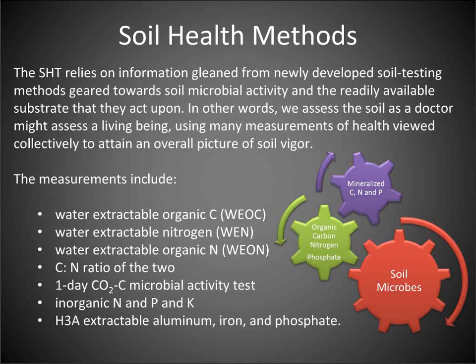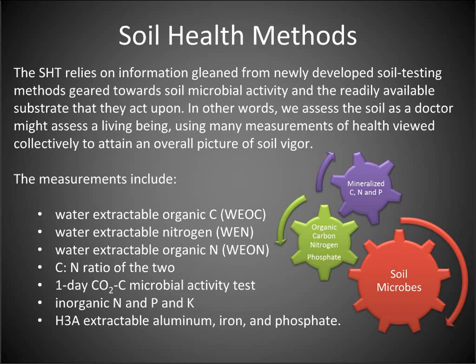Now, the soil health methods that we've come up with. You can tell I'm an Okie and now a Texan, but anyway, we look at water extractable organic carbon, organic nitrogen, C/N ratio, and the 1 gauge CO2 microbial activity test. We still look at inorganic N and P and K. We look at H3A extractable aluminum, iron, and phosphate. So these are the measurements that we take, and then we integrate most of that data together to try to understand what we're looking at.